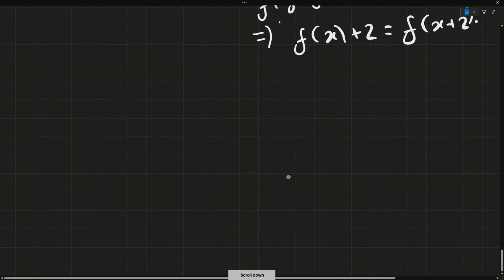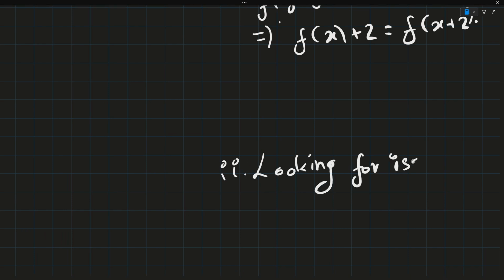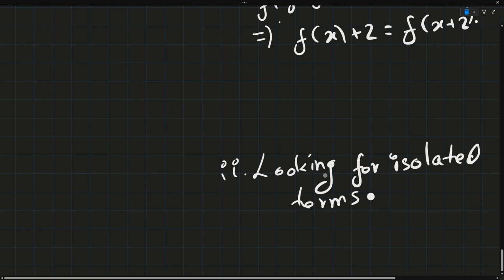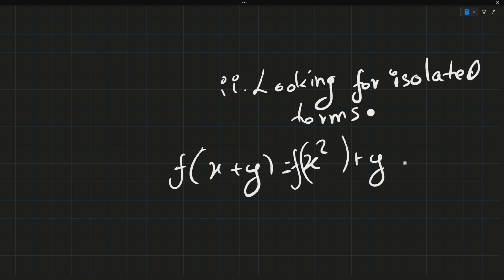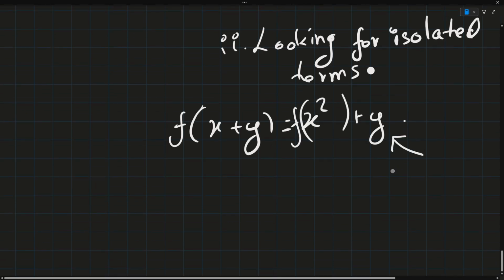Another useful strategy is looking for isolated terms. So what are isolated terms, you might say? Let's say there is a functional equation f(x + y) = x² f(x² + y). And the term y is called the isolated term, basically because it is not inside a function.